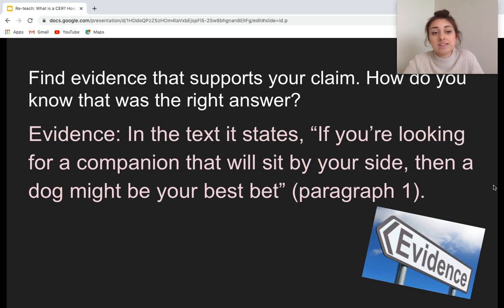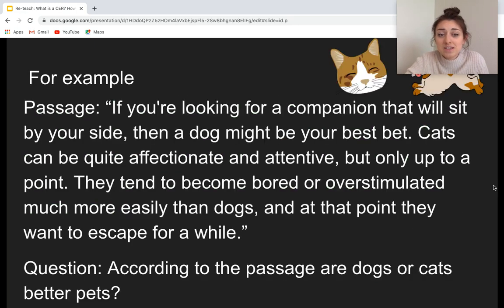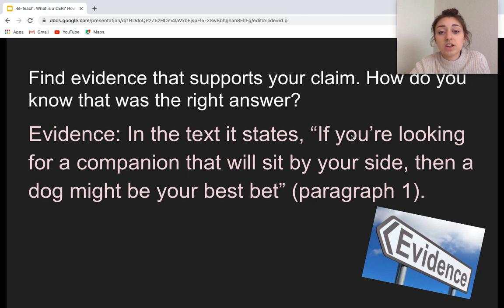All right, then it says, find evidence that supports your claim. How do you know that was the right answer? Now, I already said I found that in the first sentence of the passage. "If you're looking for a companion that will sit by your side, dogs might be your best bet." So then I just put that as my evidence. In the text, it states, "If you're looking for a companion that will sit by your side, then a dog might be your best bet." I got this from an article, so this was the first paragraph. I'm going to put paragraph 1.